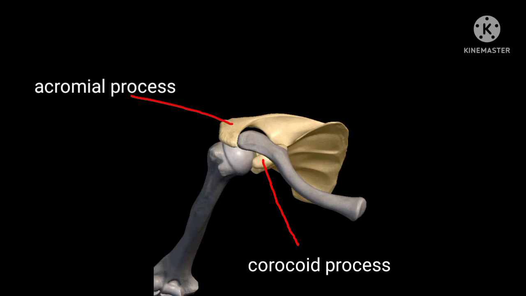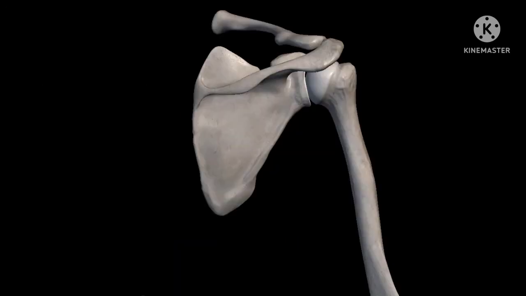In anatomy, the bony protrusions on a particular bone are called processes. So here is the acromial process and the coracoid process. They are the protruded or projected bony parts of the scapula. The posterior view of the acromial process is here.